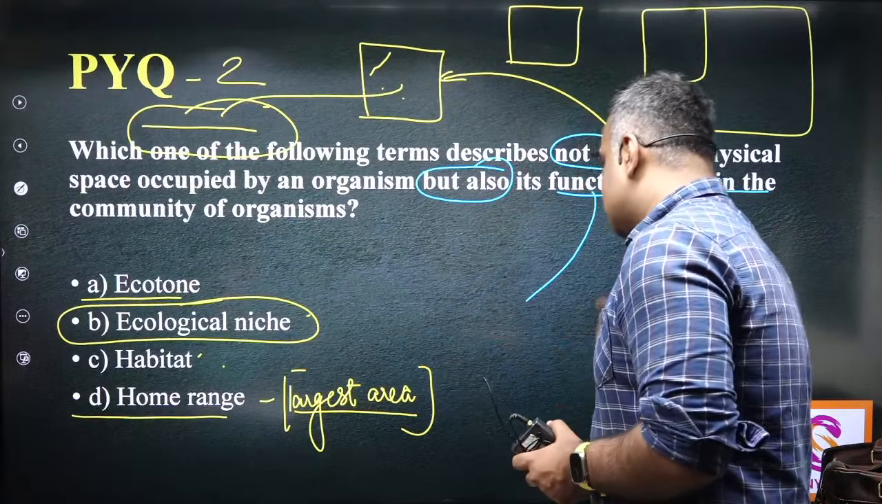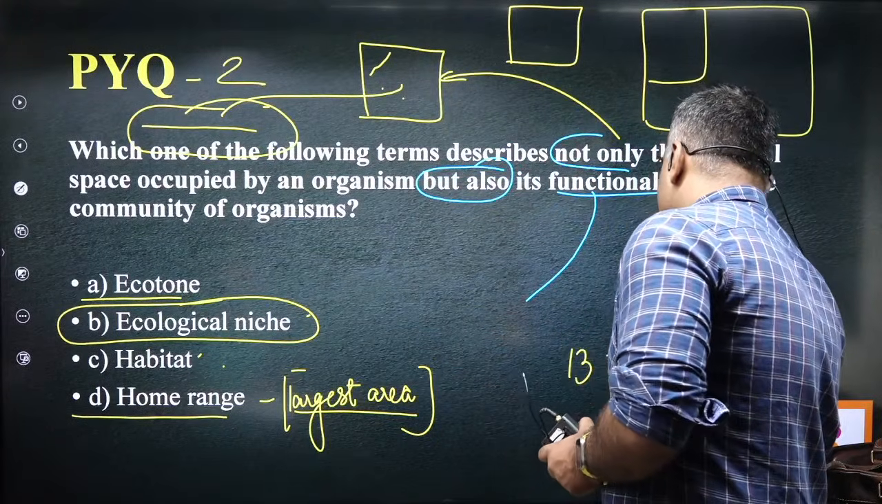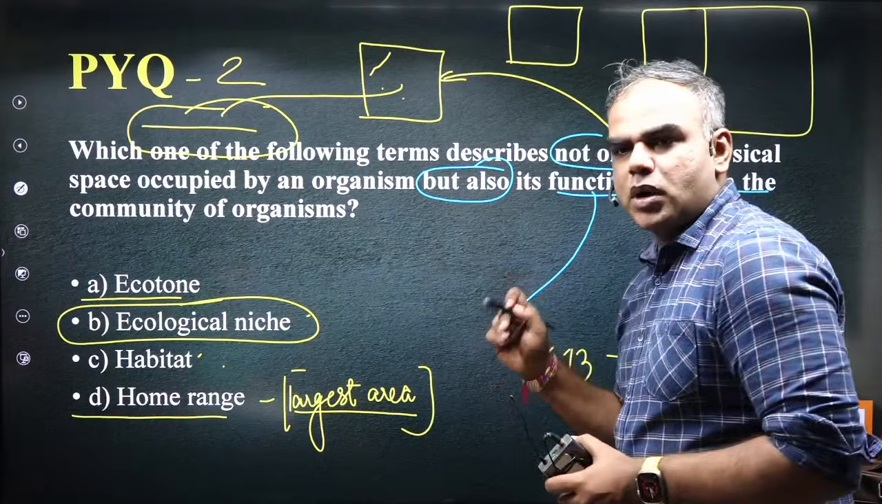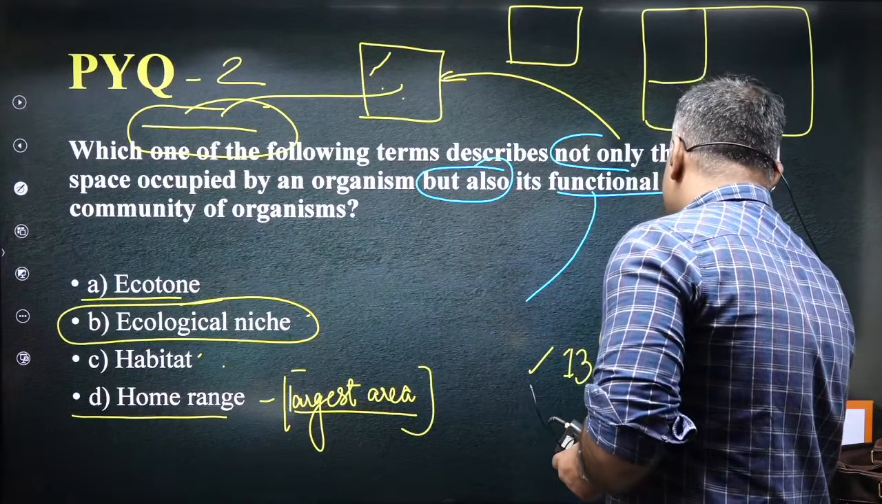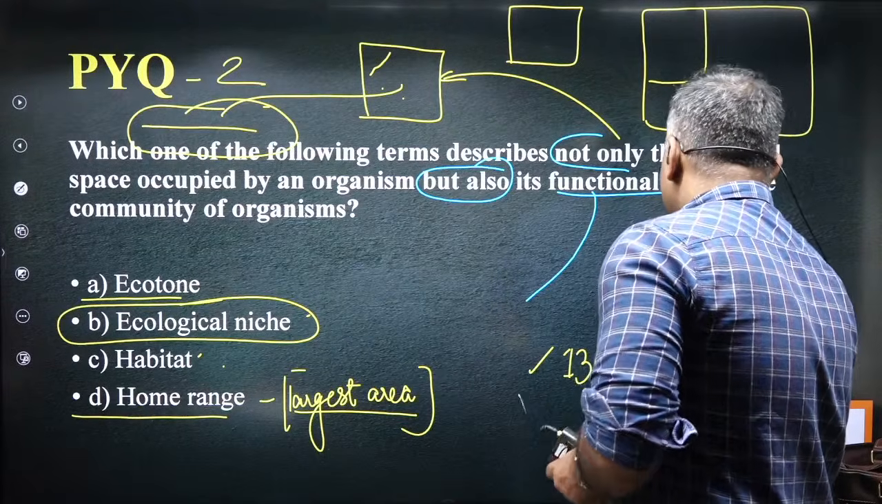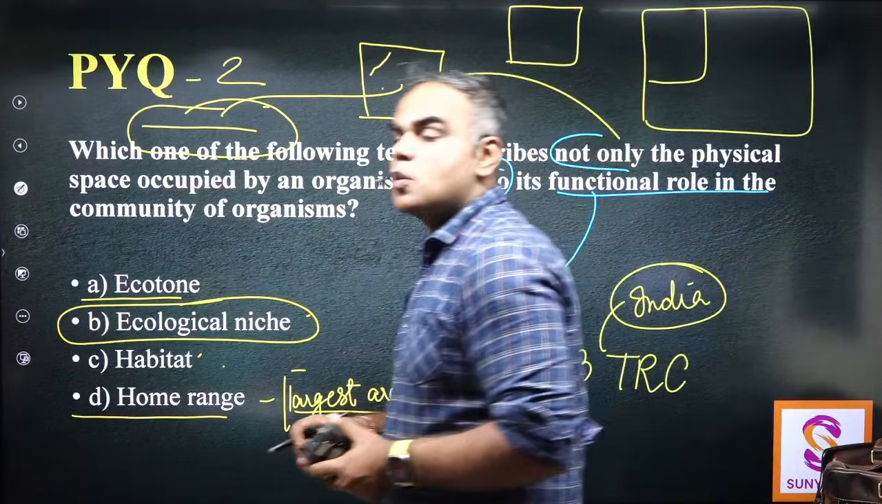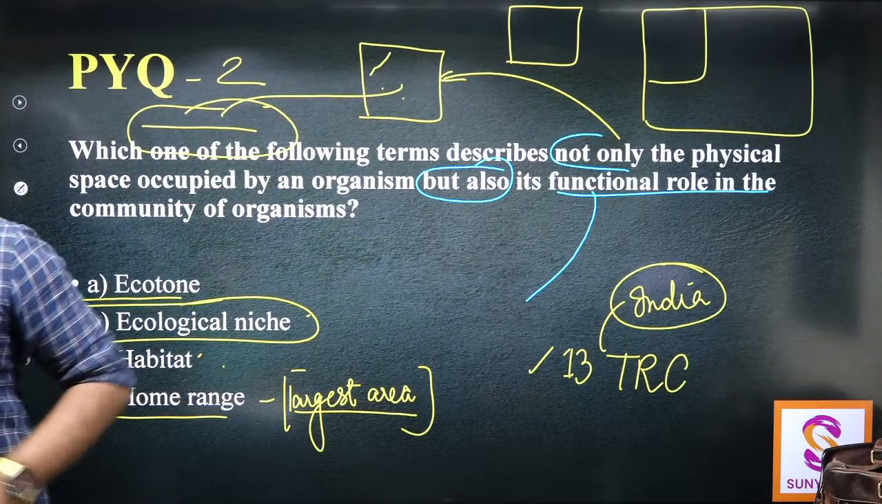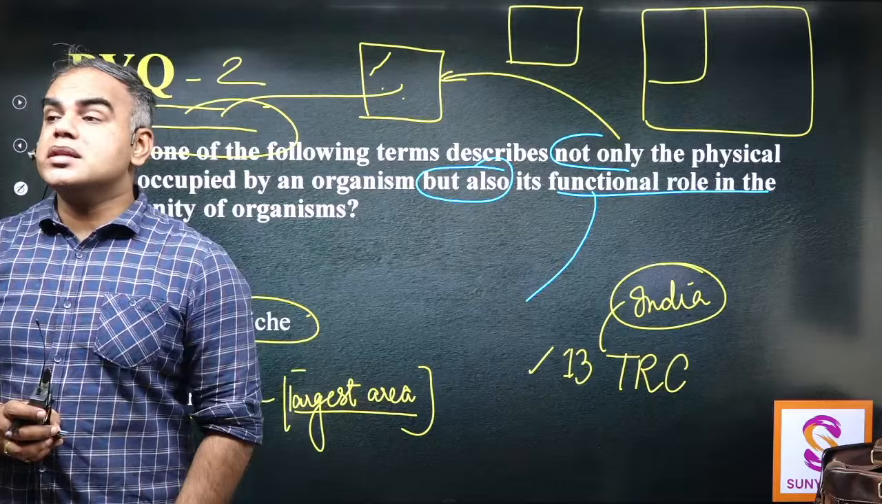Right? And here, for example, you can write down, for example, there are 13 tiger range countries of the world. Of course, one of them is India. Which country has the largest amount of tigers in the world? Tigers की बात कर रहा हूं मैं. Which country has the world's largest number of tigers?